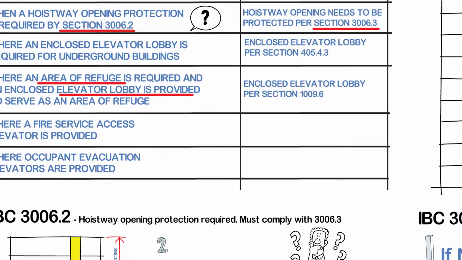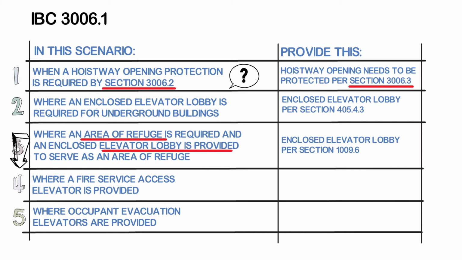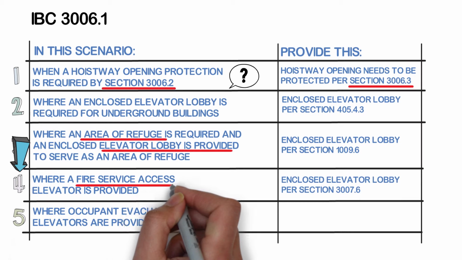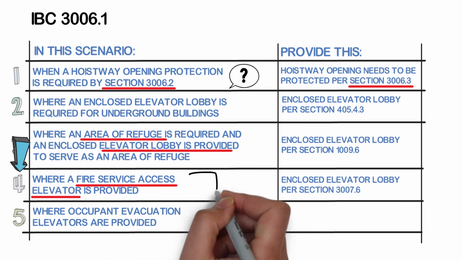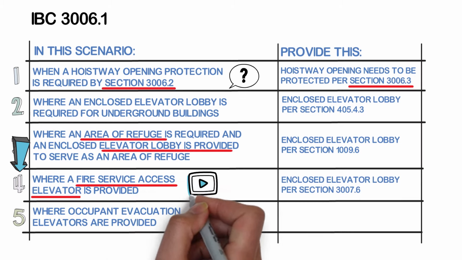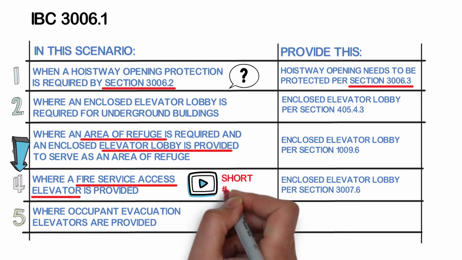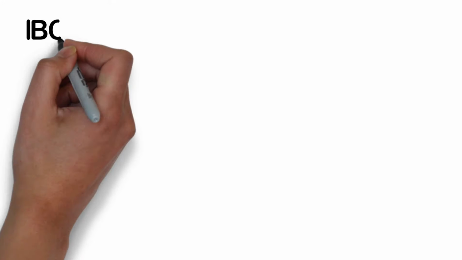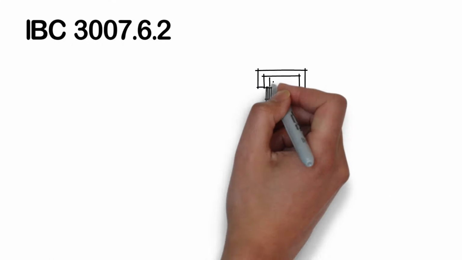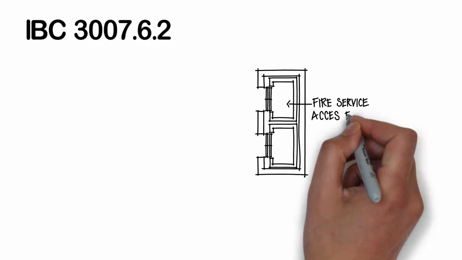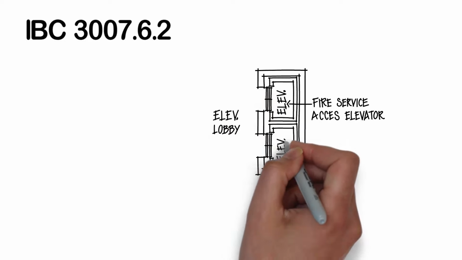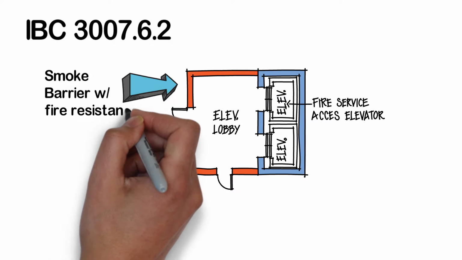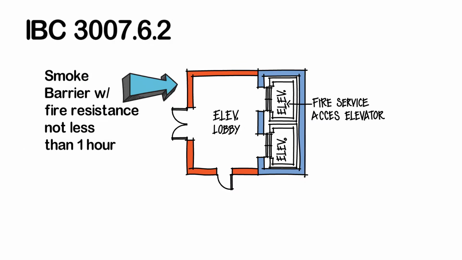it out. Item number 4 states that an elevator lobby must comply with section 3007.6 if fire service access elevators are provided. And yes, there is also a short Archie Corner video that talks about fire service access elevators, so you can go check that out as well. If you have a fire service elevator, then section 3007.6.2 notes that the fire service access elevator lobby shall be enclosed with a smoke barrier having a fire resistance rating of not less than 1 hour.